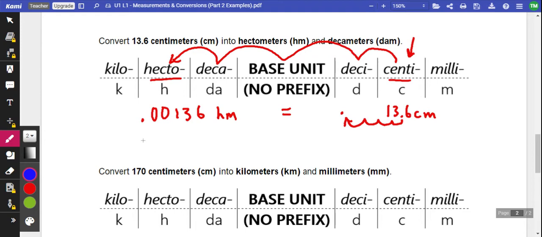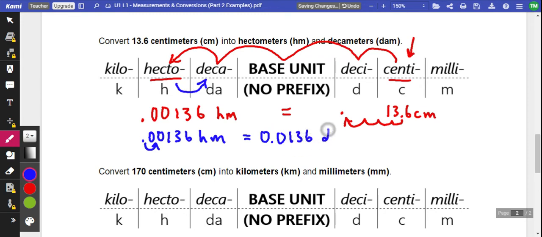I'm going to start from this 0.00136 hectometers. And I'm just going to move 1 spot to the right to get to decameters. Okay, so if I move 1 spot to the right, it's going to go past that 0 and stop. So this is going to be 0.0136. And now my unit is dam for decameters.